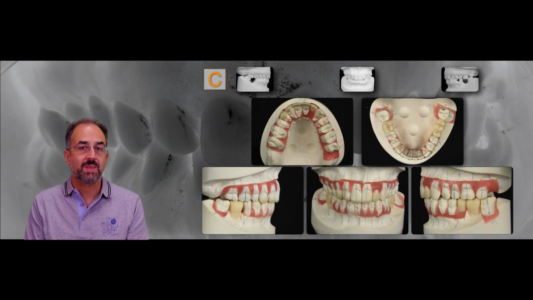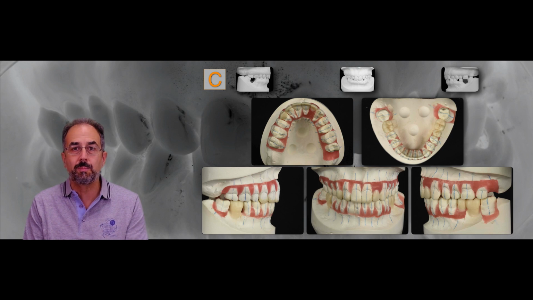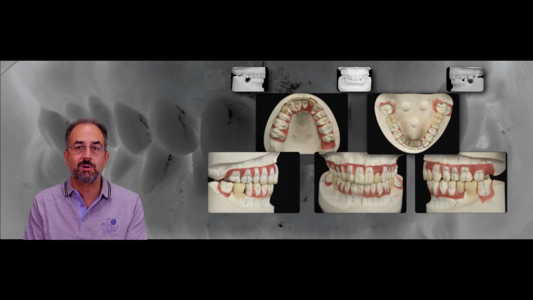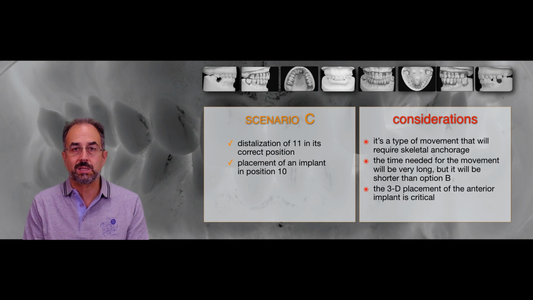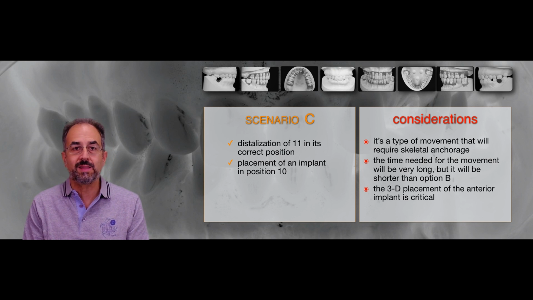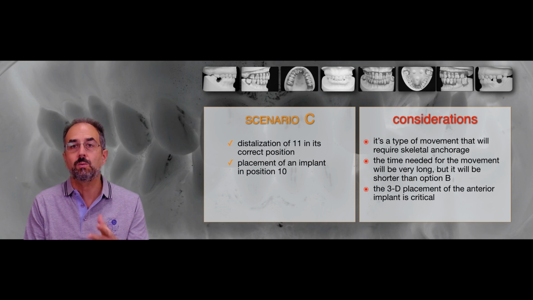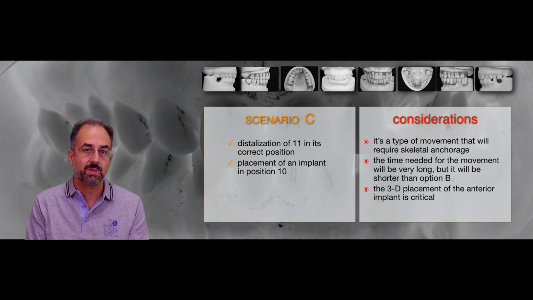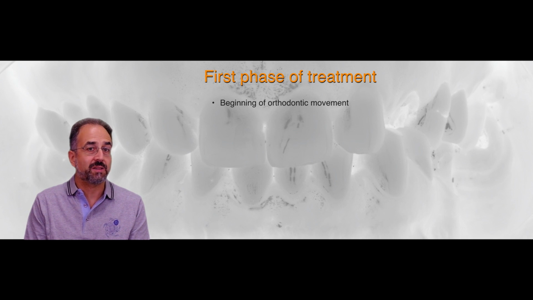And then we have scenario C. Scenario C is the one that contemplated moving distally the canine into its proper position, and then the replacement of the lateral incisor with an implant. This also is a type of movement that requires skeletal anchorage, but it should be easier than scenario B. Then there is the issue of placing an implant in the front, which has to be done in an exact manner. To make a long story short, this is the scenario that we actually chose. And you will see my considerations at the very end.